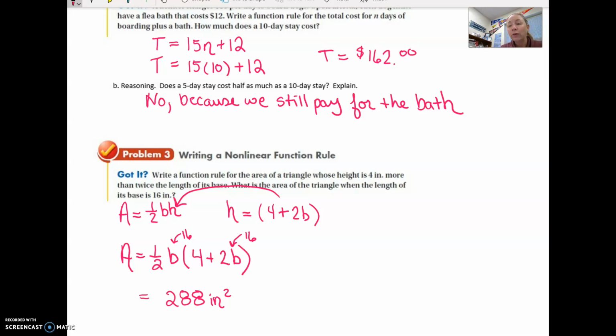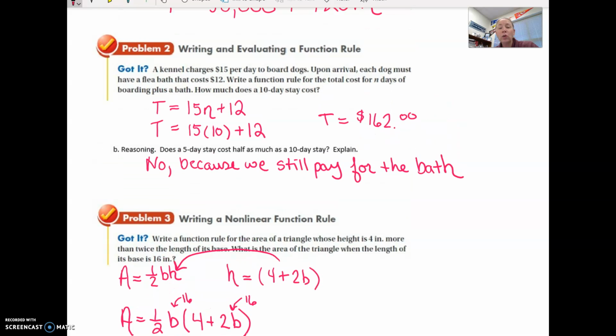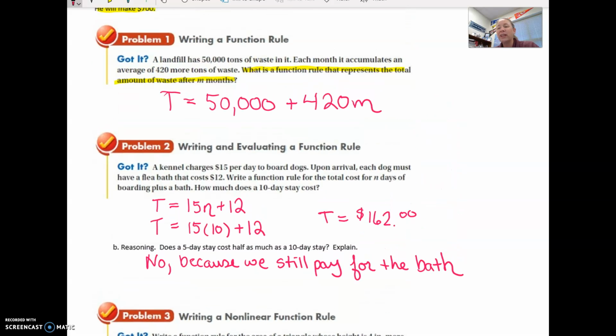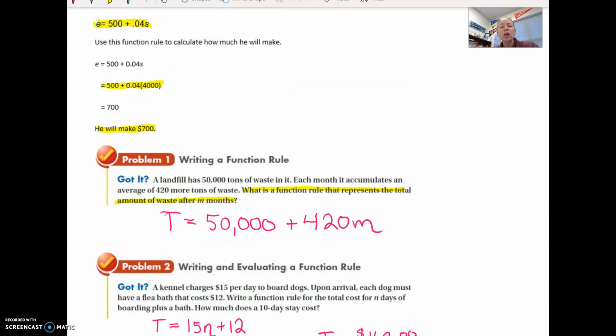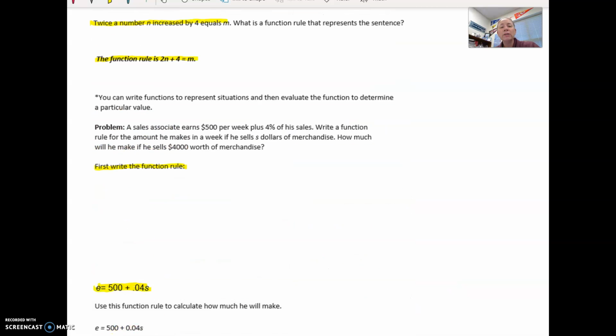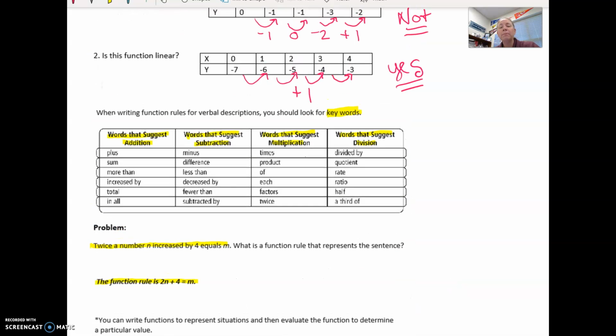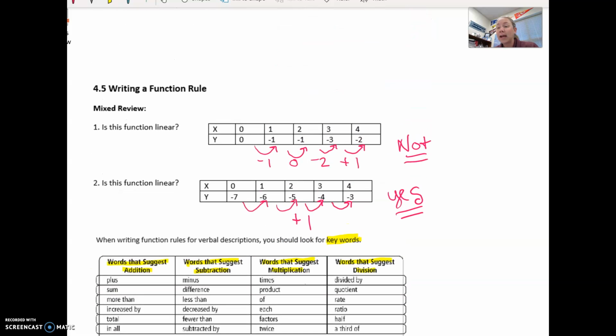So that's really it for this lesson. We're just looking at linear or nonlinear functions kind of in a word problem format. So now your job is going to be to do your assignment, and for that you just need to look on my class website for the problems.